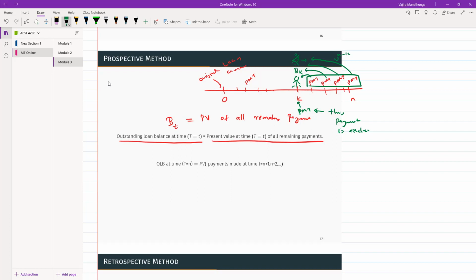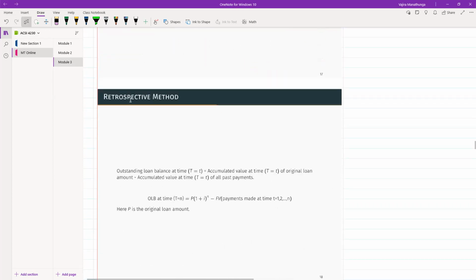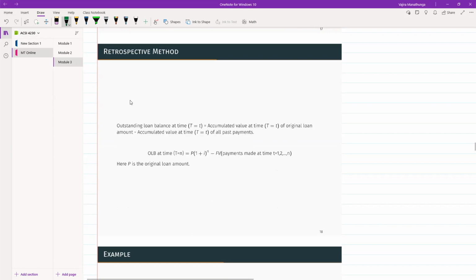Okay, so it's kind of easy. For example, at time k, if I want to get the balance, since these are level payments, it would be what? Payment A, and the time is n minus k. So if it's level payments and they form an annuity, then we can use this nice formula. So the prospective method is really simple if you think about it. It's easy to use. Now, under the retrospective method, you look into the past.